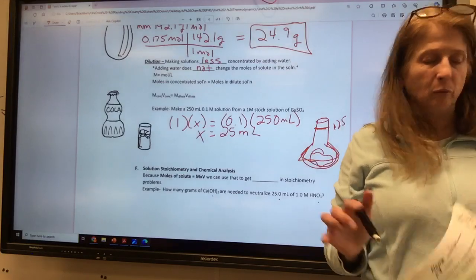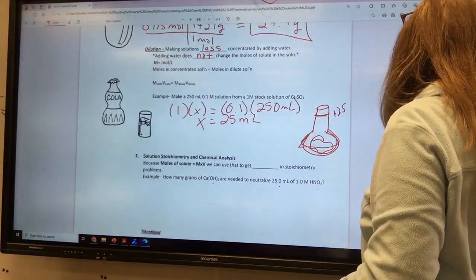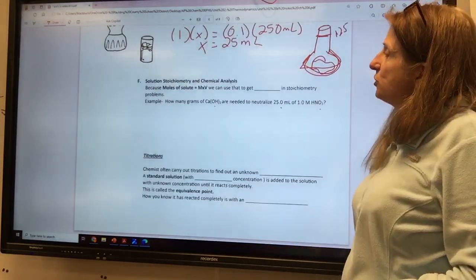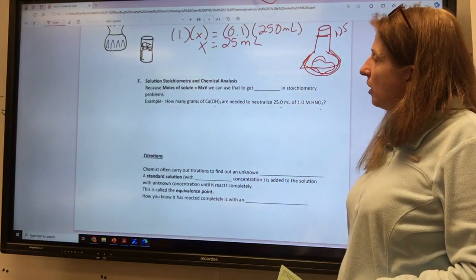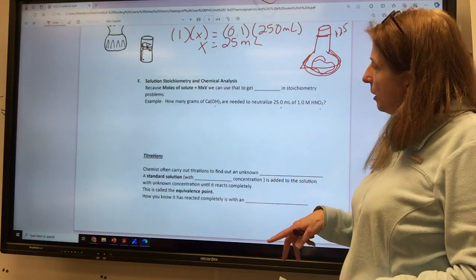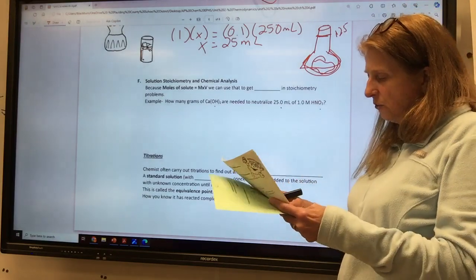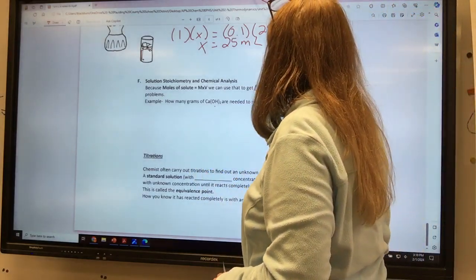Okay, now yeah, we got time. Last point, yay! Solutions, stoichiometry, and chemical analysis. Because moles of solute equals M times V, we can use that to get mass in stoichiometry.